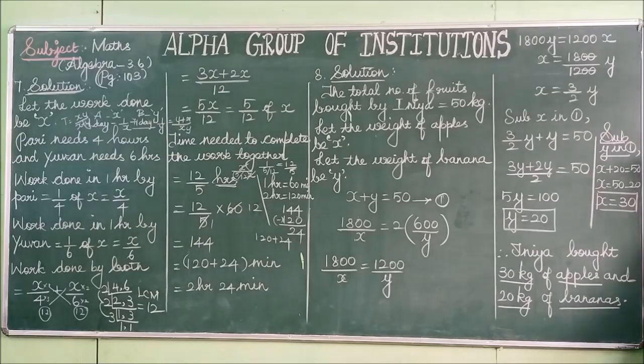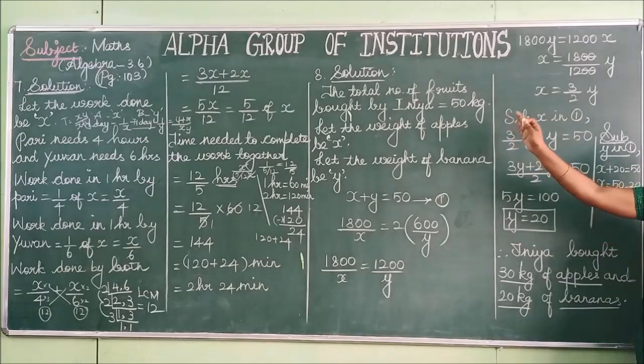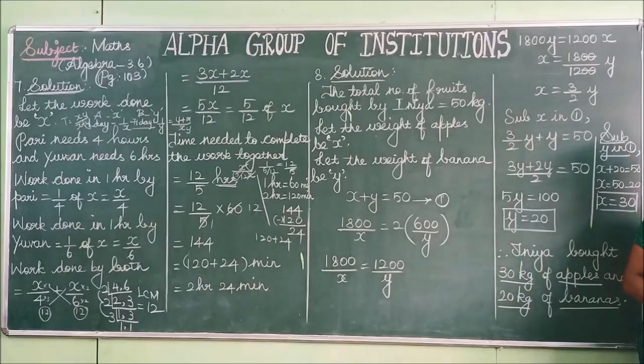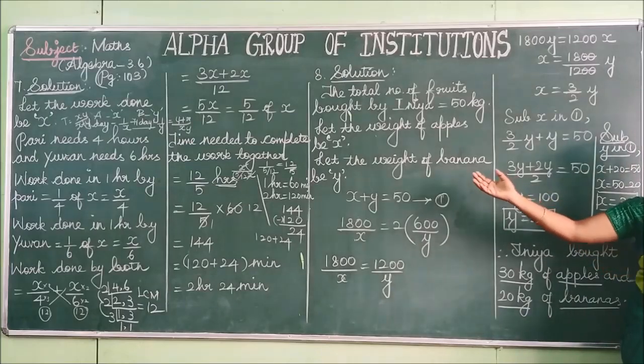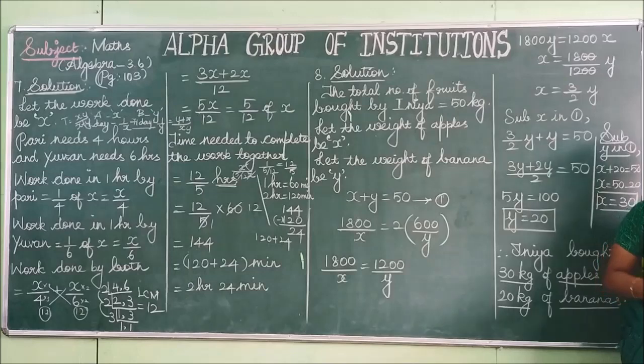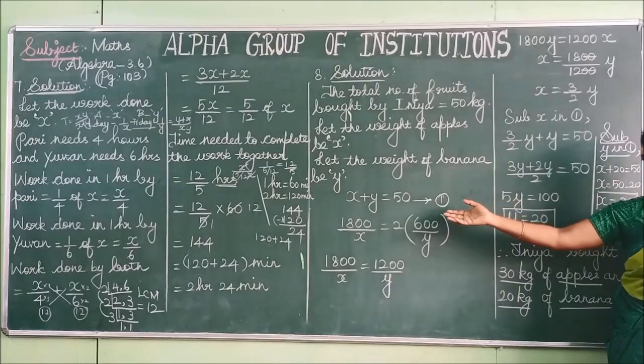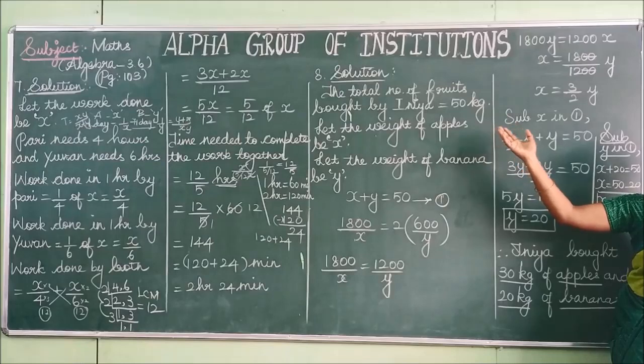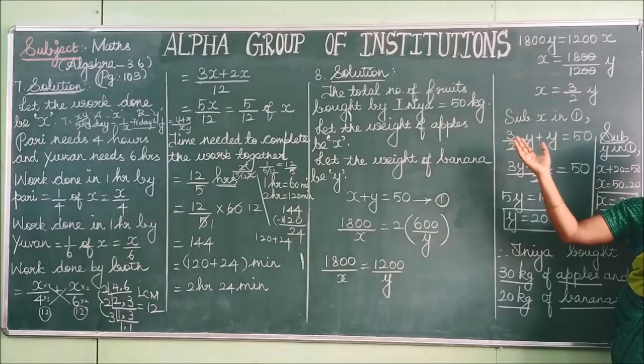That girl bought 50 kg of fruits. What are the fruits? The fruits are apples and bananas. We don't know how many kgs of apples and bananas she bought. Totally she bought 50 kgs only. So we take the total number of fruits bought by Inia, which is equal to 50. We don't know the weight of both items, apples as well as bananas. So let us take the weight of the apples as x and the weight of the bananas as y. So total means you can simply form the equation using the first one: total number of fruits bought by Inia.